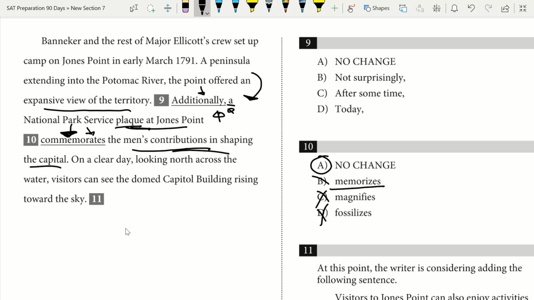All right, so as far as commemorates the men's contribution in shaping the capital, that's going to be in present day, right? We saw that we switched tense there. We had "the point offered an expansive view of the territory." That's past tense, so I'll put past. Now we're saying "a National Park Service plaque at Jones Point commemorates." That's a present tense verb, which means I want to use something that's going to switch between my tenses since I just switched tenses. That's going to be "today." We're switching from the past in 1791 to today. So now after some time, we want to be talking about today, present tense.